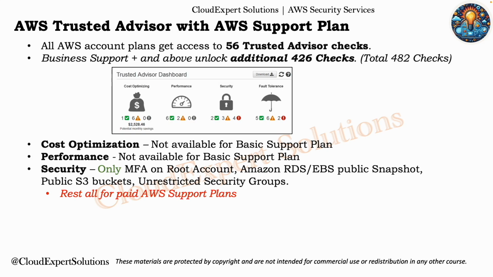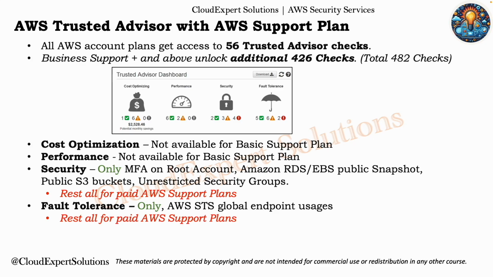Rest all are for paid AWS support plans. Moving to fault tolerance. Under fault tolerance, only the AWS STS global endpoint usage check is available, meaning it checks whether your AWS workloads are making cross-region calls to the STS global endpoints or not, but rest all are for paid support plans.